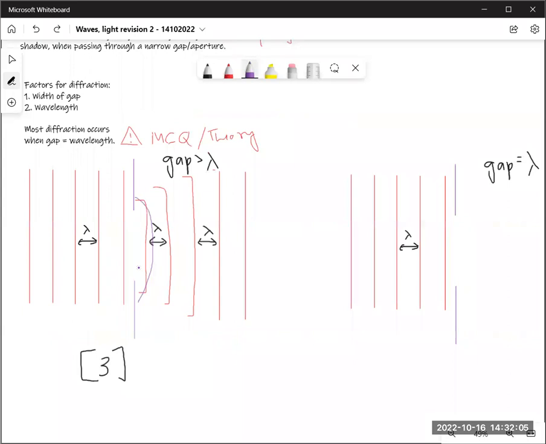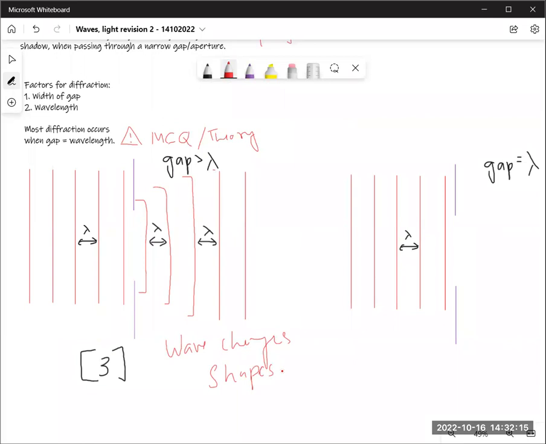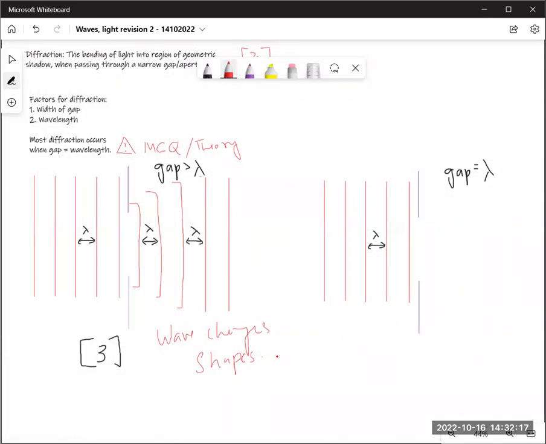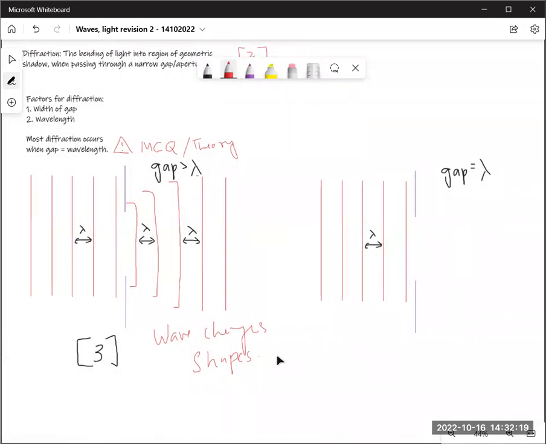It's going to curve like this. Like this. The wave changes shape. So wave changes shape. For example, in movies, when the protagonist punches someone in the stomach and then they go. Yeah, something like that.